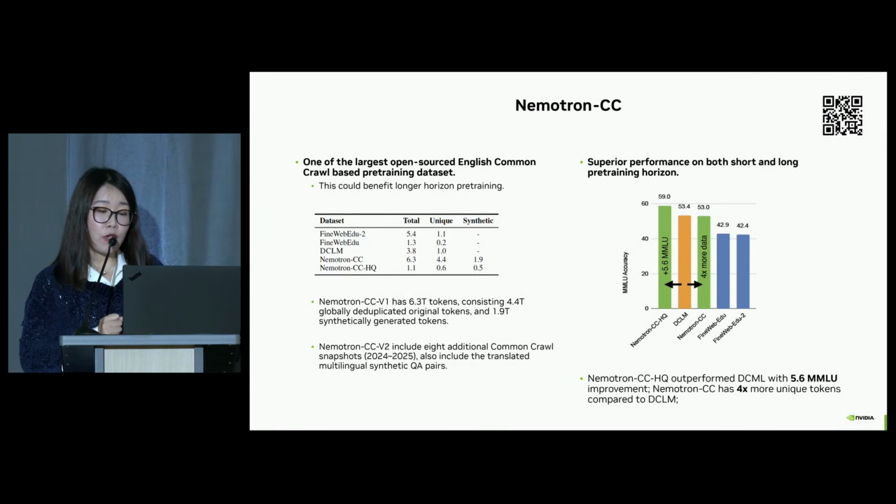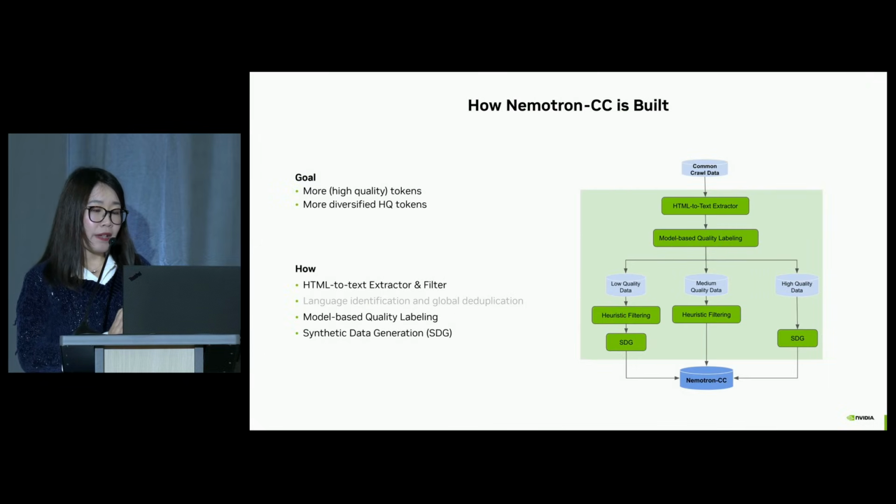And if you compare the performance, you can see from the figure here, basically Nemotron-CC high quality subset outperforms the previous best one, which is DCLM, with like 5.6 MMLU improvement, and we have more tokens. And here is how we built Nemotron-CC. But I'm not going to go through each of them. The takeaway is you can see we have a sophisticated SDG pipeline. Yeah, it's not easy to build high quality data.